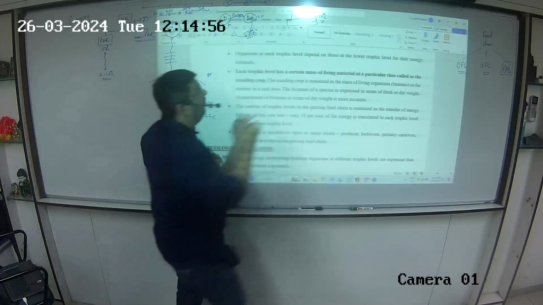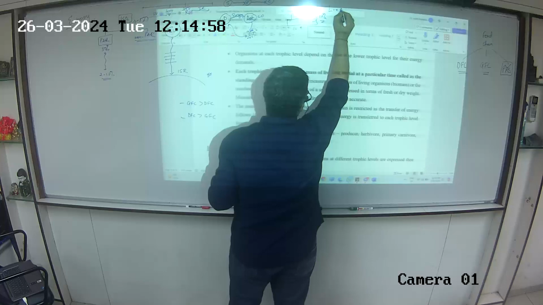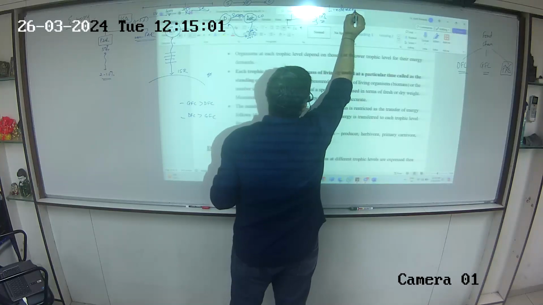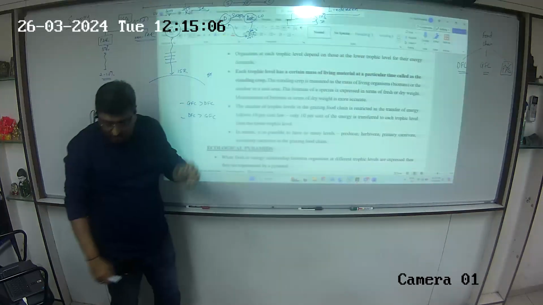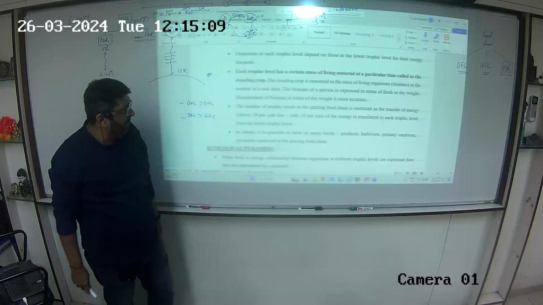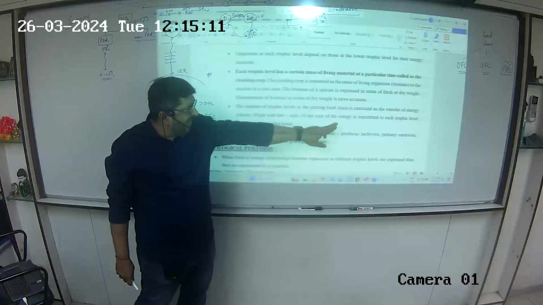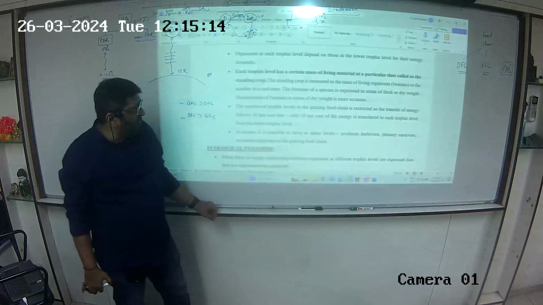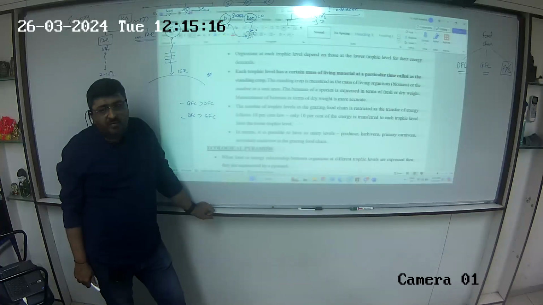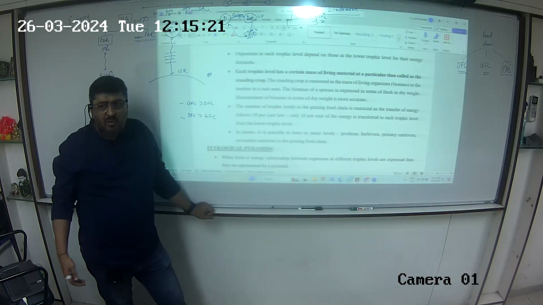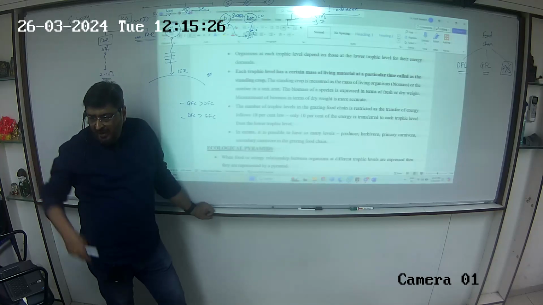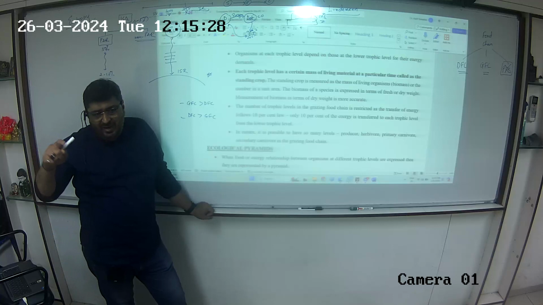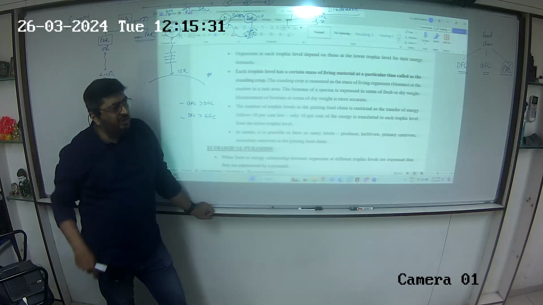Now this law of 10% was given by Lindemann, right? It was given in the book, very good, thank you. Only 10% of the energy is transferred to each trophic level from the lower trophic level. So obviously, for example, 1,000 joules of energy at the producer level will become 100 at the primary consumer, 10 at the secondary consumer, and 1 at the tertiary consumer level.